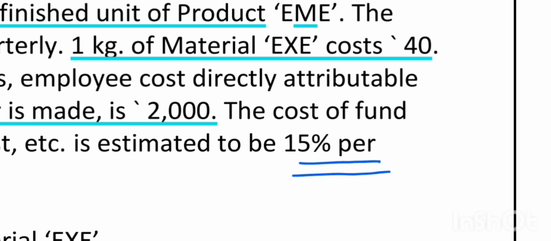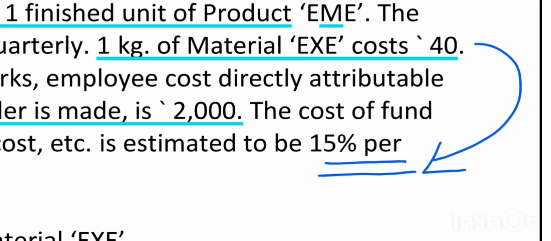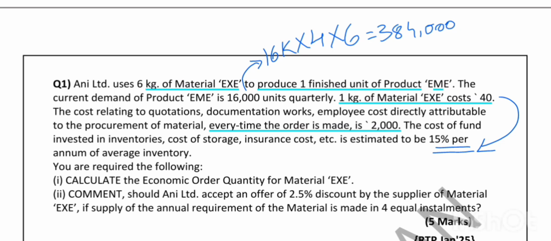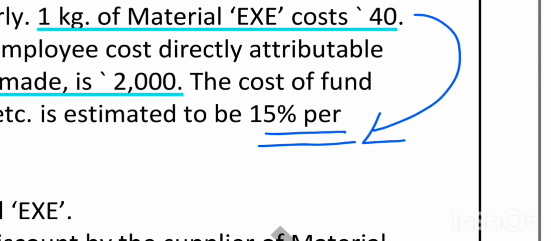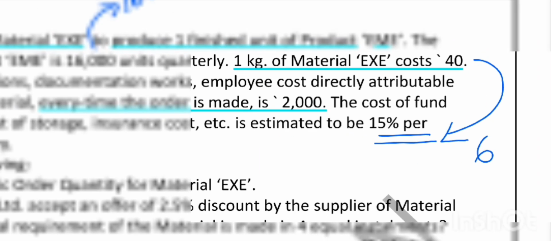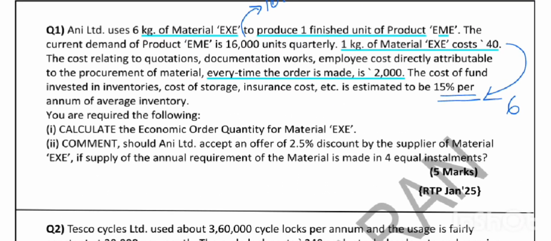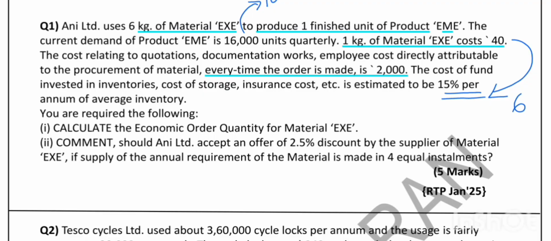So how will we be calculating the carrying cost? It is purchase price into whatever percentage they have mentioned in the question. Okay, so 40 into 15%, it is 6 rupees. So the carrying cost per annum per unit is 6 rupees, and then you are required to calculate economic order quantity for material EXE. And second question is, comment, should ANI accept an offer of 2.5% discount by the supplier of material EXE if supply of annual requirement of material is made in 4 equal installments?